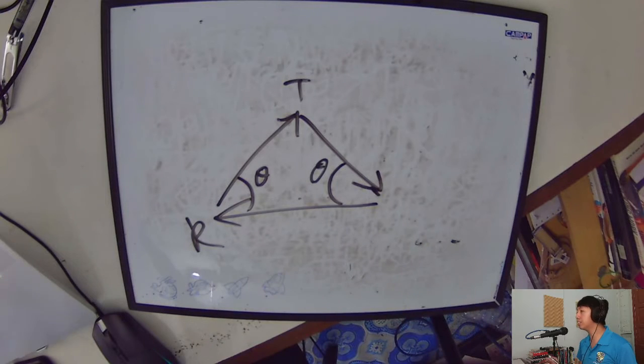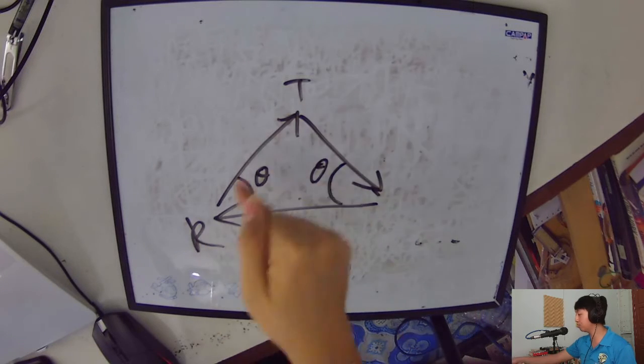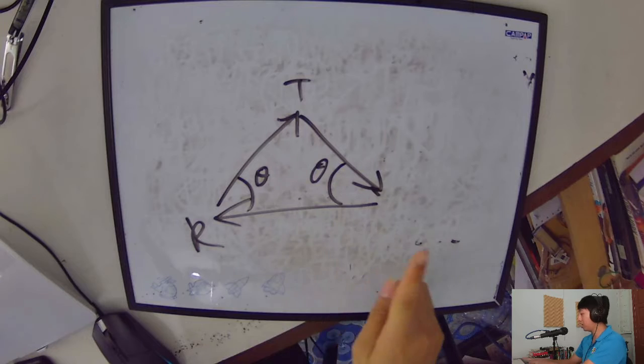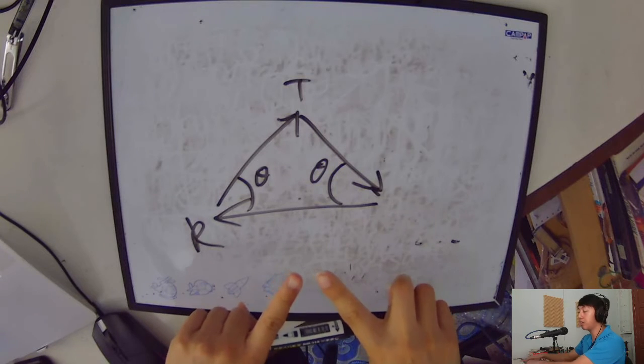Be careful with the angles. Make sure you're using the right angles, I mean the correct angles for the question. Okay, so that's how you draw a triangle of forces. You make sure that all the arrows continue from one another. You'll never have two arrows pointing in the same direction like that.